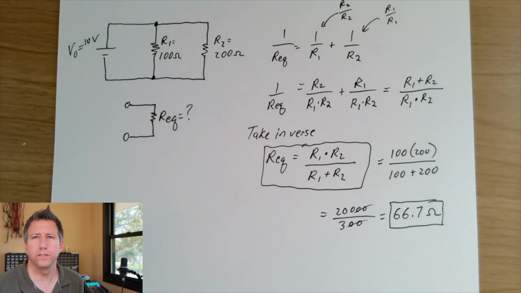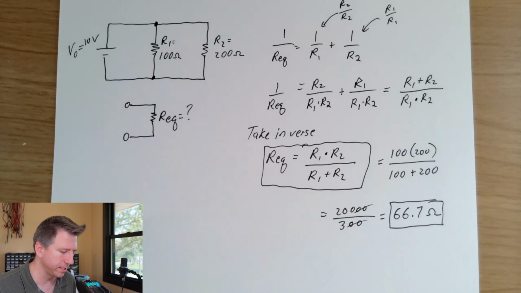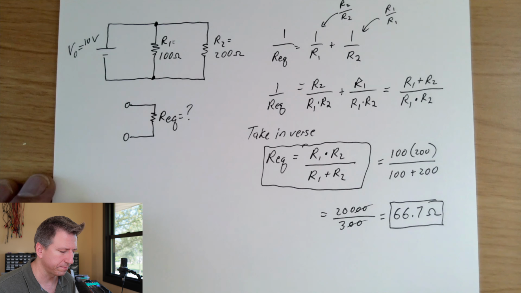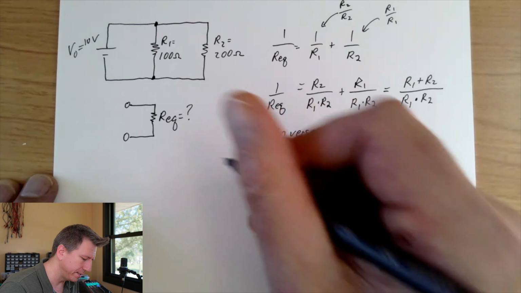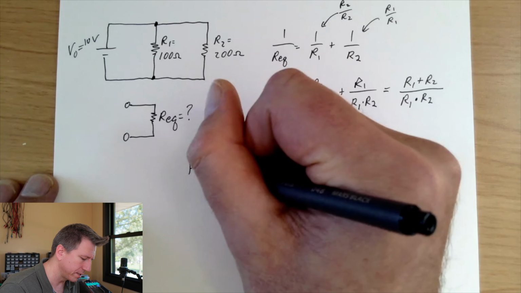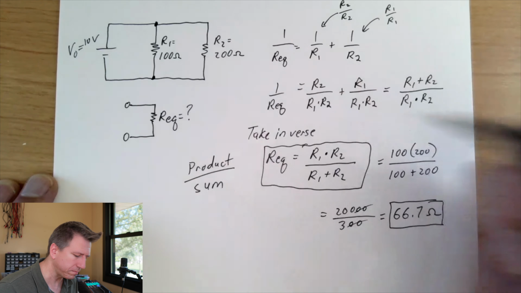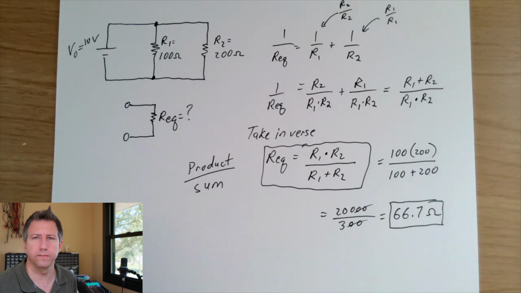So that's how we can use a little algebra to get us our shortcut, which is the product over the sum. So it's just the product divided by the sum. And it's very useful.